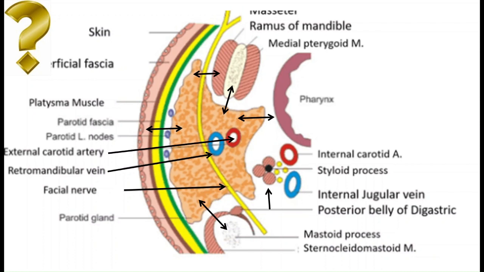Little extension of the parotid approaches the pharynx, and there's a space around the pharynx called peripharyngeal space, and you can find part of the parotid gland there.